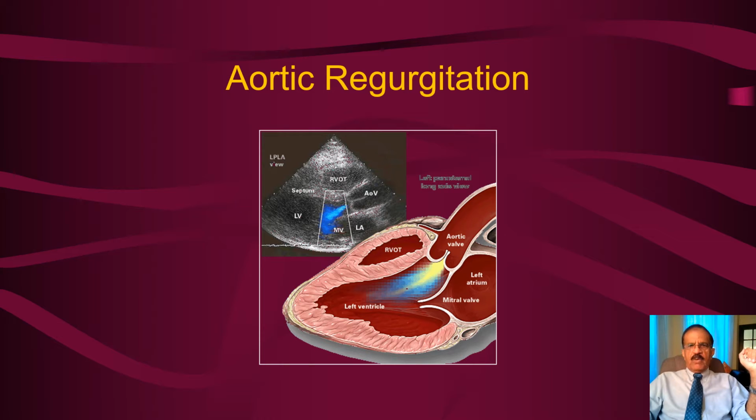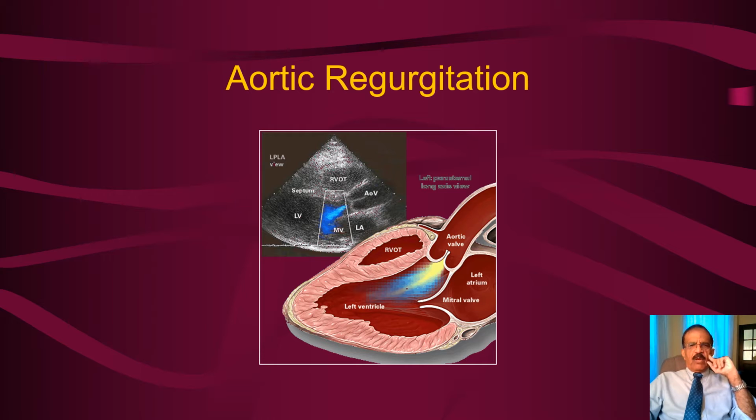But please note down, as the blood is coming back from the aorta to the left ventricle, pressure here is reducing and pressure here is building up. So the gradient is reducing. So whatever regurgitation occurs, it usually occurs in the initial part of the diastole. So that would be important when we discuss the murmur of this condition.